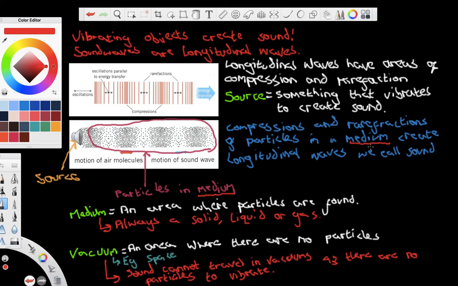This air is an example of a medium. A medium is an area where particles are found. This can always be a solid, a liquid, or a gas. Areas that do not have particles are known as vacuums, and an example of a vacuum would be space. Sound cannot travel in a vacuum because there are no particles to vibrate.